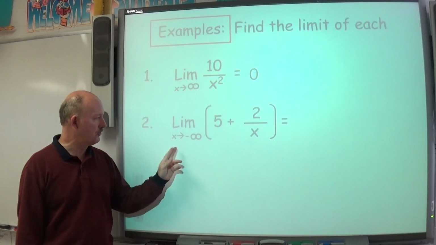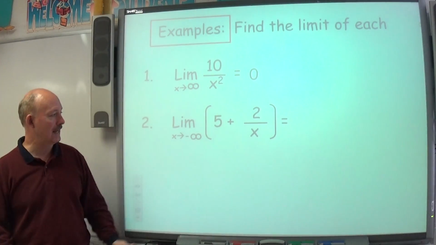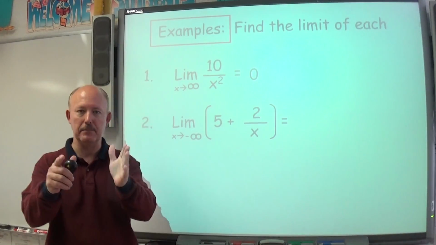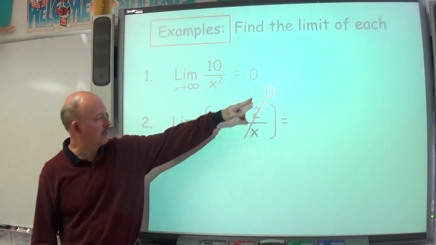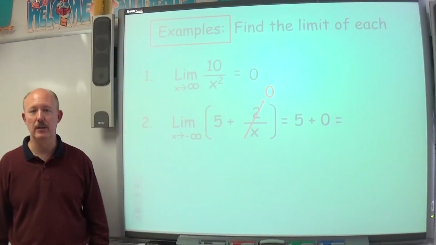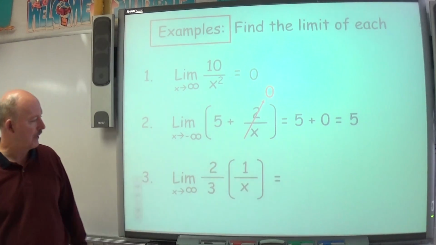Okay, what about the limit as x approaches negative infinity of 5 plus 2 over x? Well, 2 over x: the bottom of the fraction is getting bigger and bigger, so the fraction is approaching 0. So the fraction itself approaches 0, and that gives us 5 plus 0, which is 5. Right, so the fraction goes to 0.